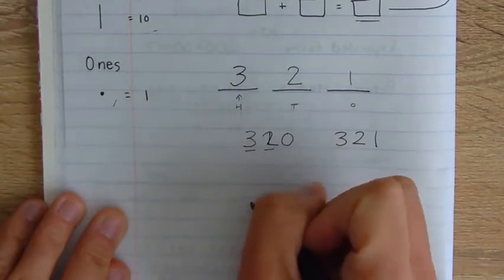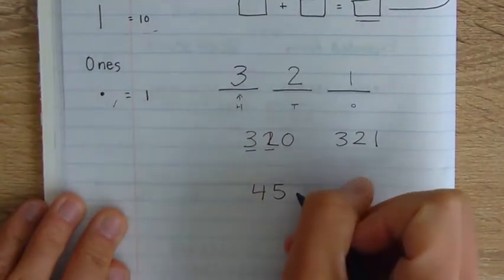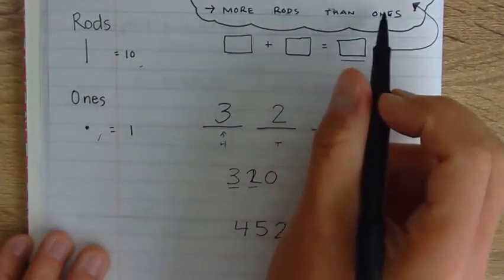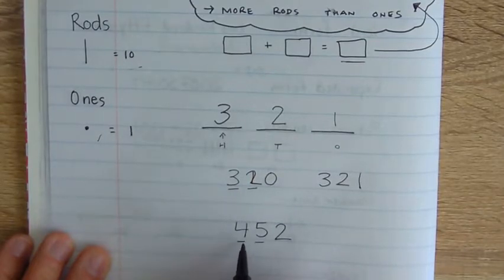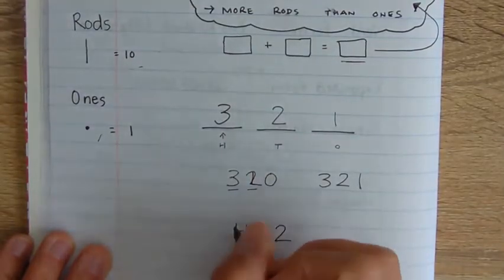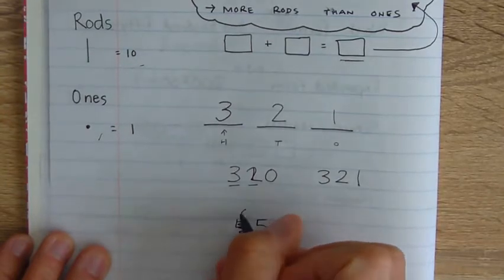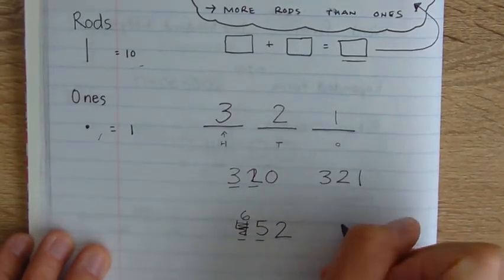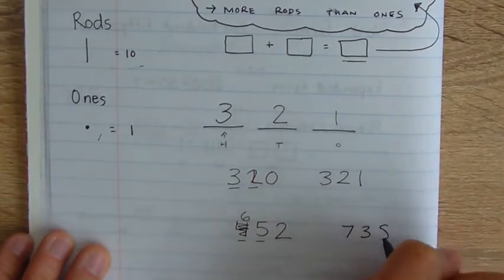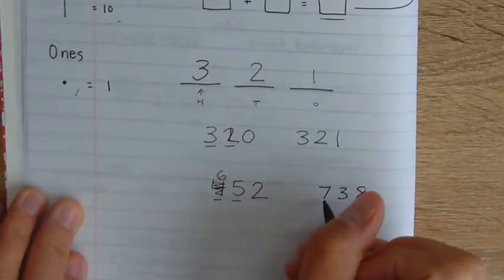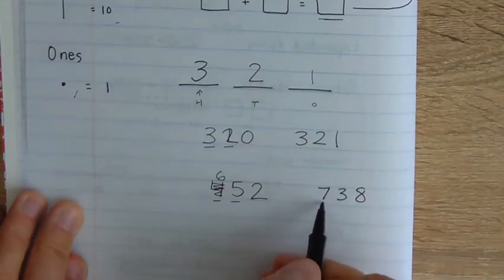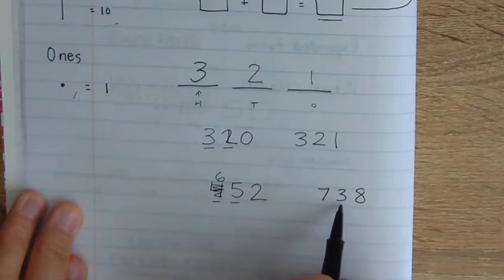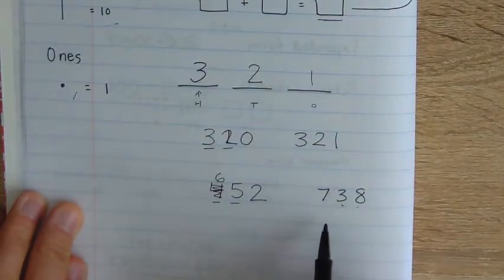Now, if I tried something like, say, 452, I want to check here. Does that work? Do I have more flats than rods? No, I don't. I have 4 of them here and this one here is 5. So I could change that and I could make this 652. Similarly, if I did something like, say, 738, let me take a look here. 7, do I have more flats than rods? Yes, I do. Perfect. Do I have more rods than ones? I have 3 here and I've got 8 here. 3 is a smaller number than 8.